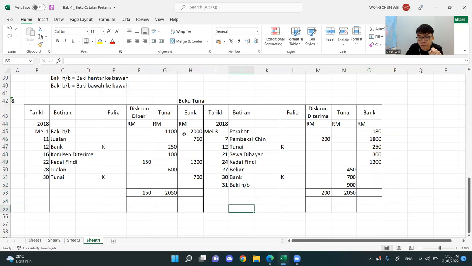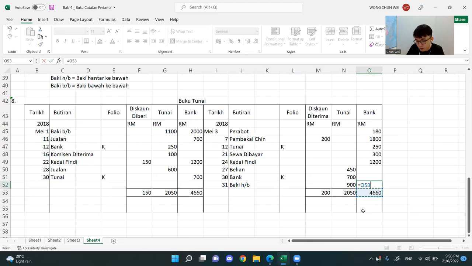3,000. I think the debit side is bigger, right? So you jumlahkan. 4,660. Put it here. 4,660. And then the same thing, Baki HP, you find out how much.